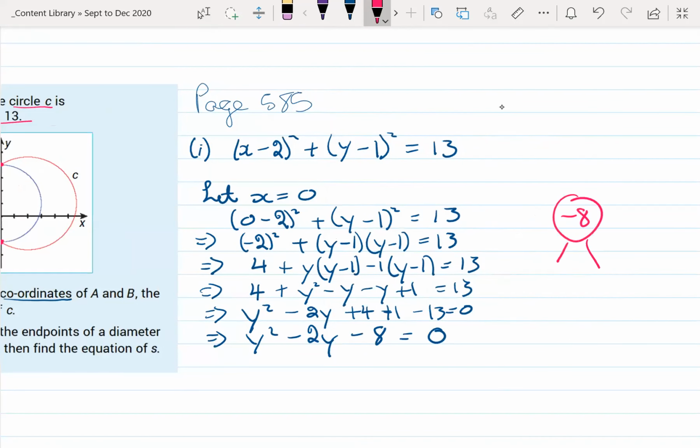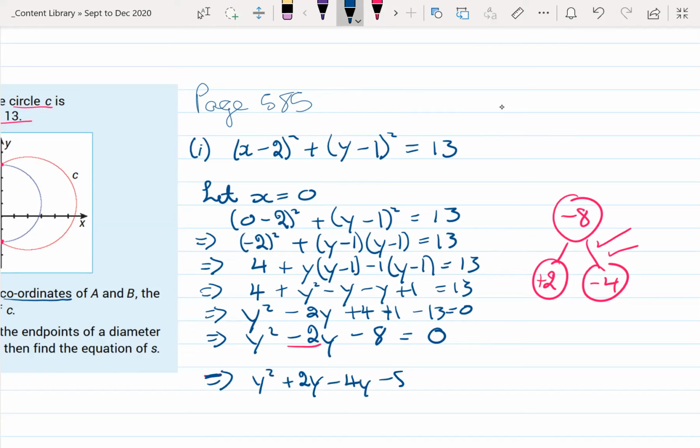So we need two numbers that multiply to give minus 8 and combine to give you minus 2, that middle term there. So let's see, this must be something to do with 2 and 4. One of them is going to be negative, one's going to be positive, so that when you multiply those two numbers, you get minus 8, and 2 minus 4 does give you minus 2, so that's fine. So we're left with y squared plus 2y minus 4y minus 8 equals 0.